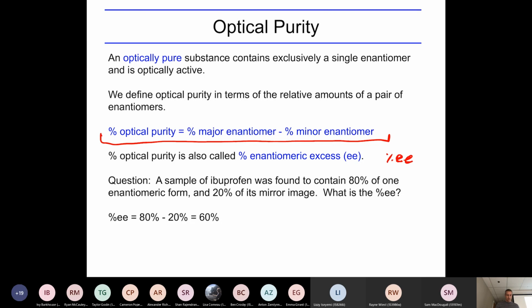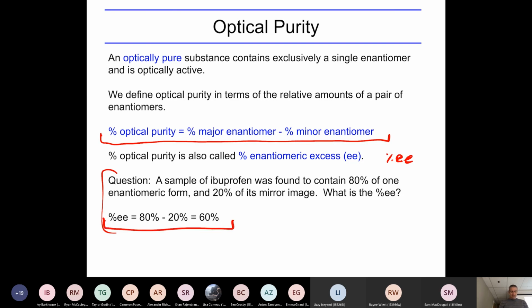Okay. So here's a question. A sample of ibuprofen was found to contain 80% of one enantiomeric form and 20% of its mirror image. What's the percent EE? 80 minus 20 is 60. That's literally it. And that's probably the most math you're going to have to do in this course. Okay, subtraction. Hopefully that's okay.